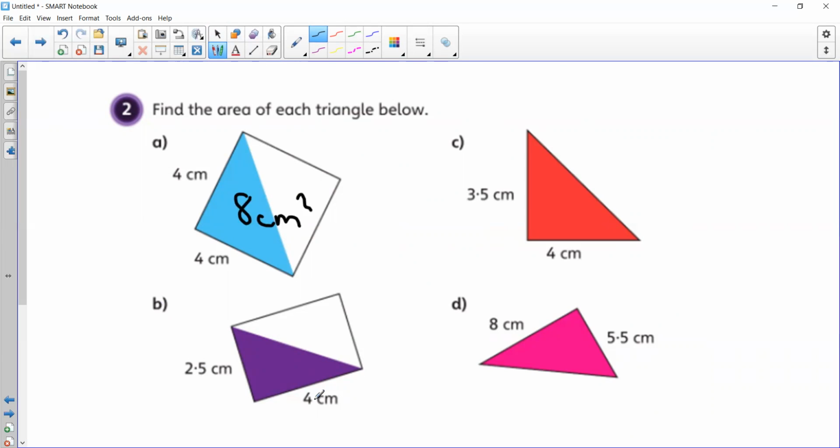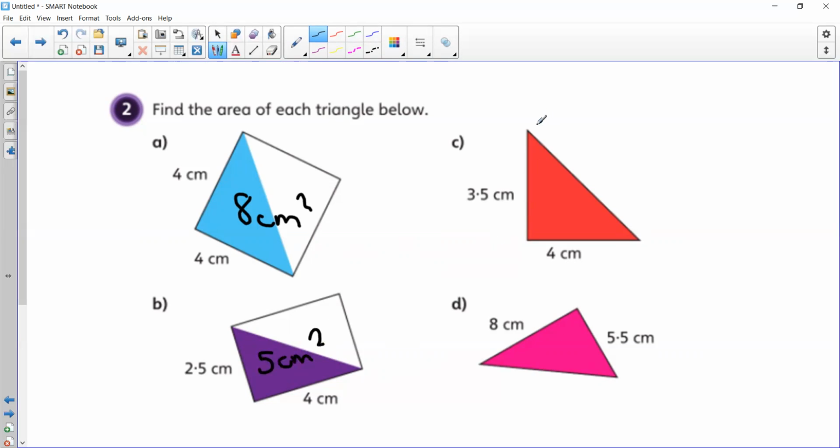We go to B here. 4 times 2 is 8. Oh, I almost tricked myself up there. 4 times 2 is 8. 4 times a half is 2, so that's 10 centimeters for the whole rectangle, remember, and then I halve it, and then I end up with 5 centimeters squared that I've got there.